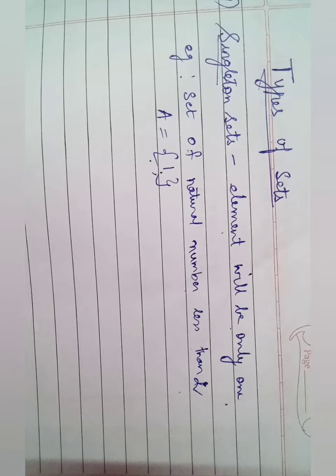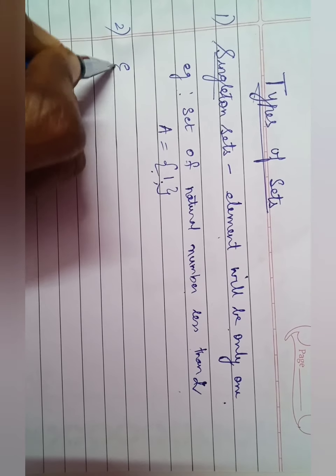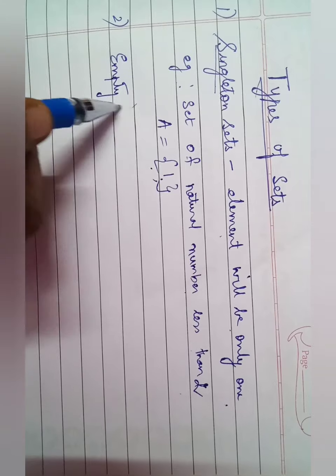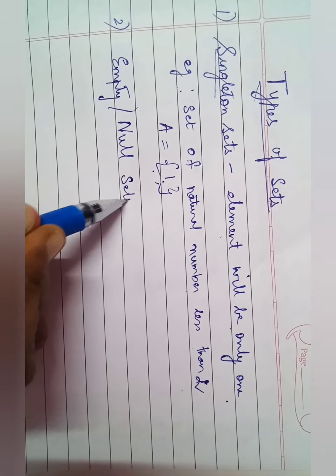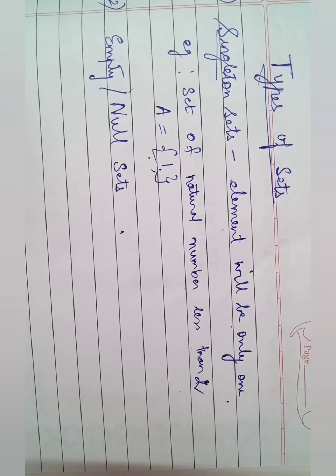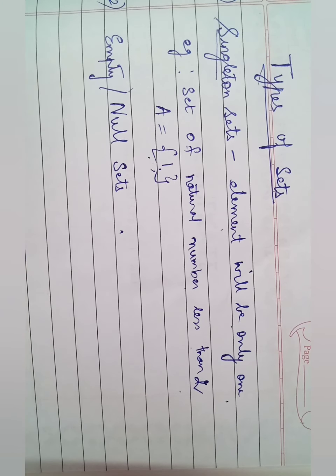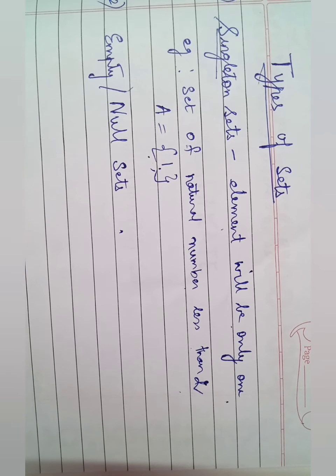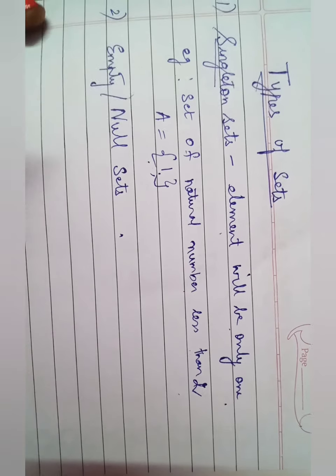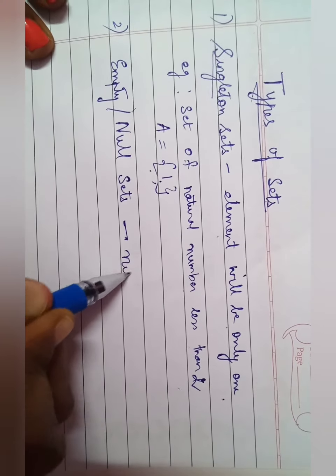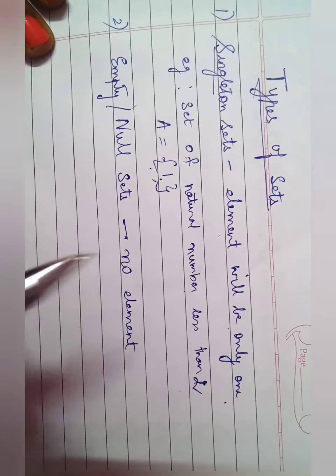Now the second one, empty or null set. The name itself, it has two names, empty or null set. When can we say it's an empty or null set? The name itself says empty. That means a set where we don't have any element. For example, natural numbers less than 1. Natural numbers less than 1 means what? There is no number here at all. That set is empty. So that set is said to be an empty set.